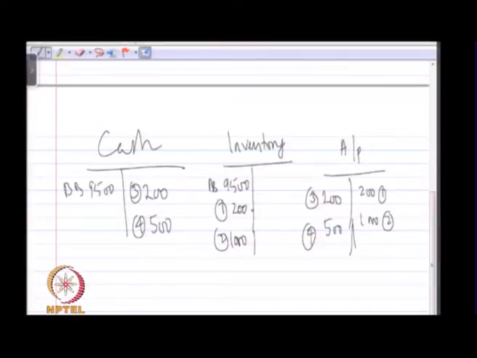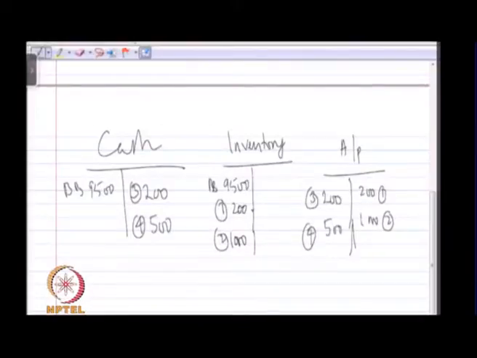Now, this is just an indication of how the different transactions are recorded under each of the accounting heads, and then each of them needs to be captured in the financial statements that we saw before.